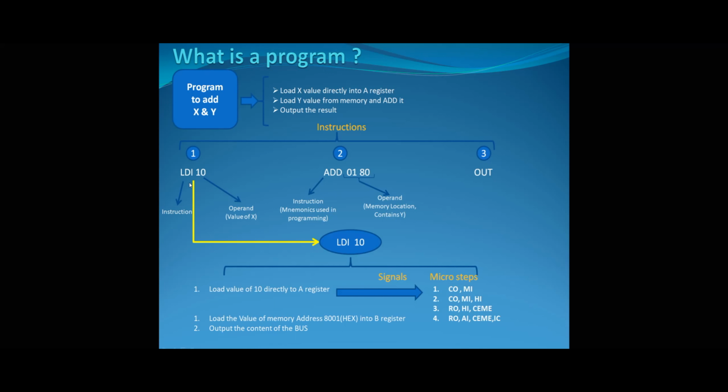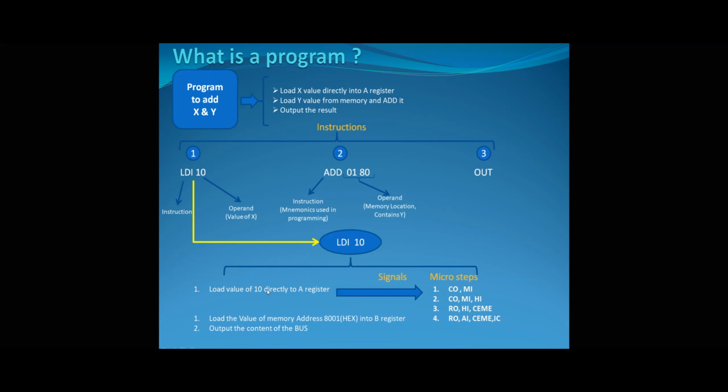And now let's have a look at the LDI 10. We are trying to load an immediate value of 10 into our A register. I put the first step of this instruction here so that you get an idea of how it's going to be executed. The LDI 10 essentially means load a value of 10 from the next memory address directly into the A register, right? And in order to do that, as you can see, we're going to come up with some signals. Those signals will be outputted from our control logic and go to different modules and perform exactly what we need to do here.